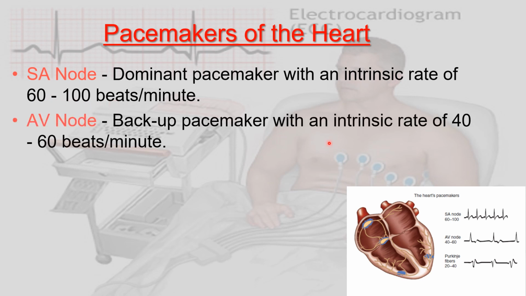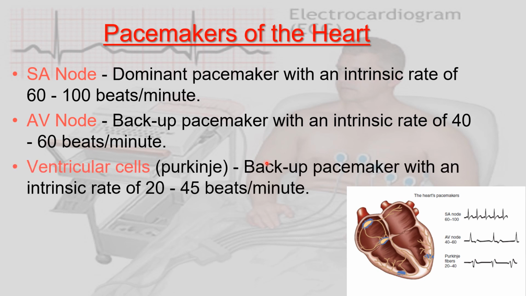But we have a backup pacemaker, because if the SA node is not working, then some other area should work, which is the AV node. The AV node can act as a backup pacemaker, but its intrinsic rate is less than the SA node. This is why the SA node is the dominant one. So if something happens in the SA node, the AV node will work as a backup pacemaker, producing a rate between 40 to 60 per minute.